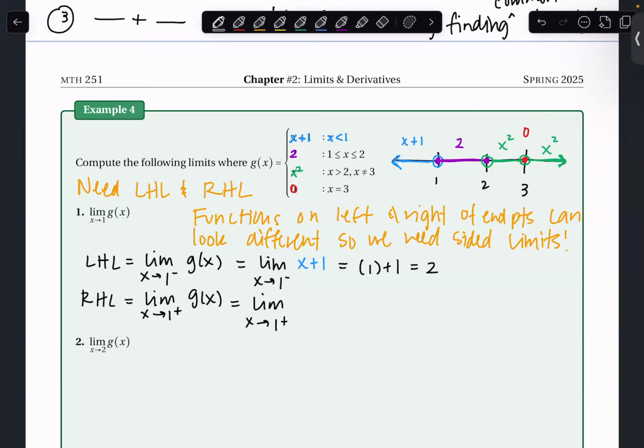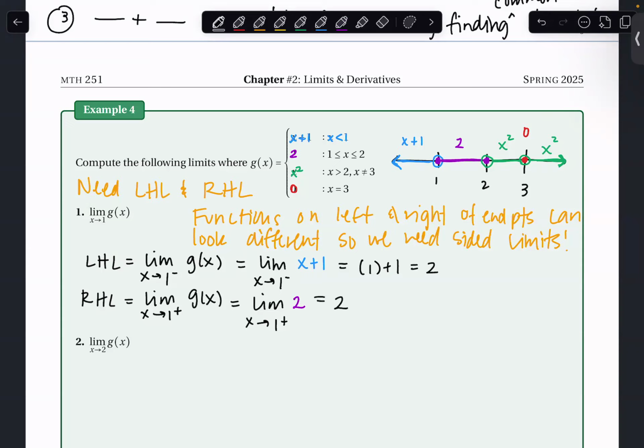Purple, this would be the function 2. This is saying for every x value there, the y is just 2. So this is a constant function. When I see a constant, that's exactly my answer. Right? My y value is always that exact number. So I do get 2 back out here.